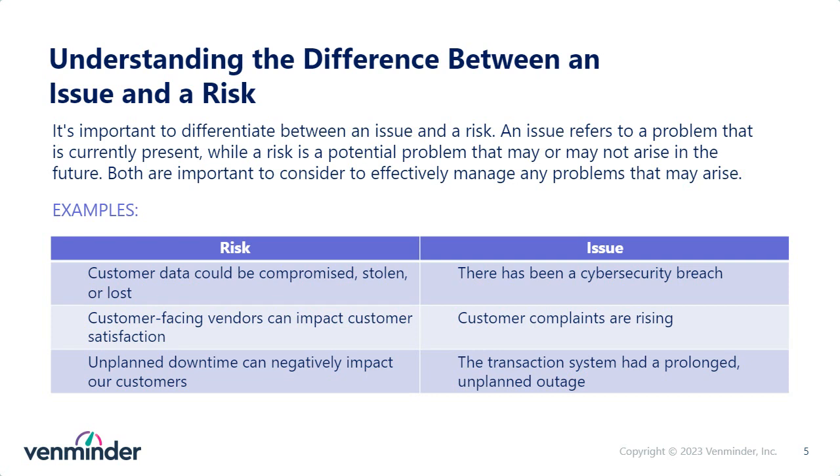So in our risk column, we see that customer data could be compromised, stolen, or lost, but there's an issue if there has been a cybersecurity breach. As a risk, customer-facing vendors can impact customer satisfaction, but there's an issue if customer complaints are rising. And there's a risk that unplanned downtime can negatively impact our customers, but there's an issue if the system has had a prolonged unplanned outage.